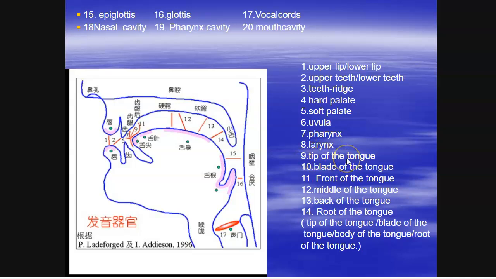Tip of the tongue, blade of the tongue, front of the tongue, middle of the tongue, back of the tongue, and the root of the tongue. Then the epiglottis, the 15th, and the 16th, the glottis, the vocal cords, the 17th and 18th, the nasal cavity, the pharynx cavity, and the mouth cavity.